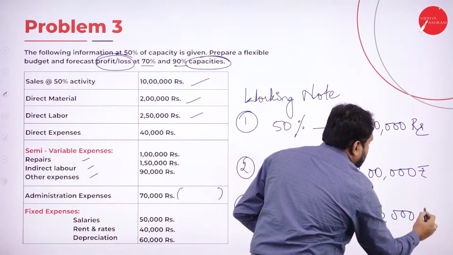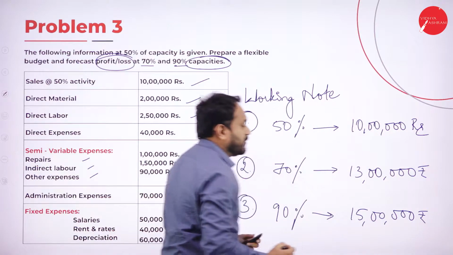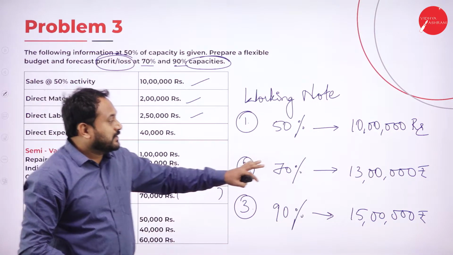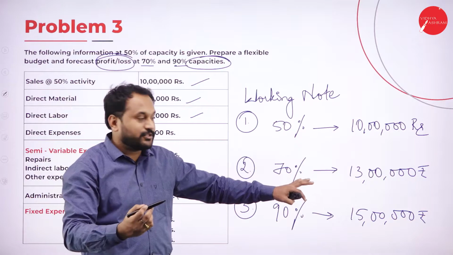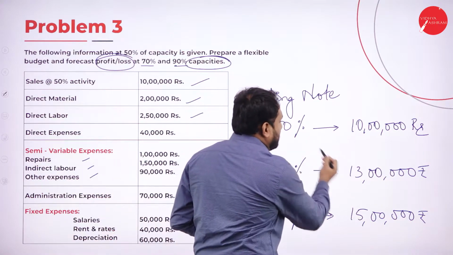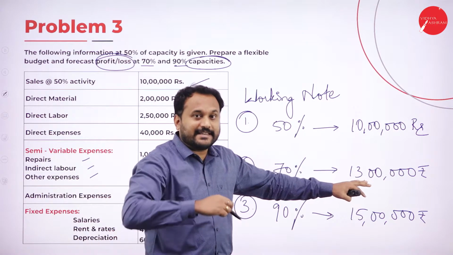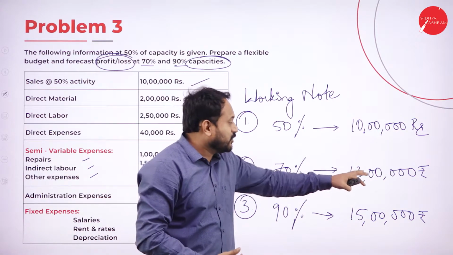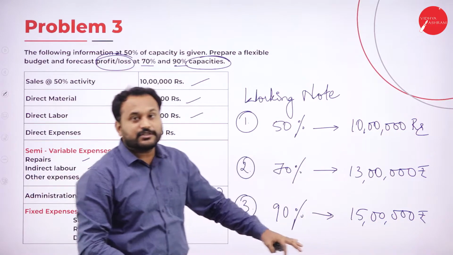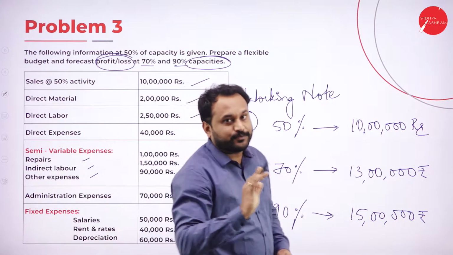Again here, rupees, we'll go with the symbol rupees. If they wouldn't have given it, what you were supposed to do is go with the cross multiplication, right? But because the estimation is already given, you will write the 13 and 15. So this is the first working note which we are supposed to go with.